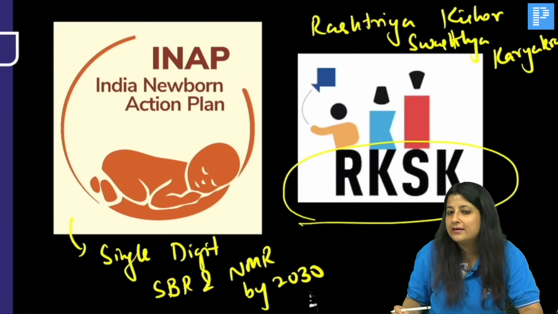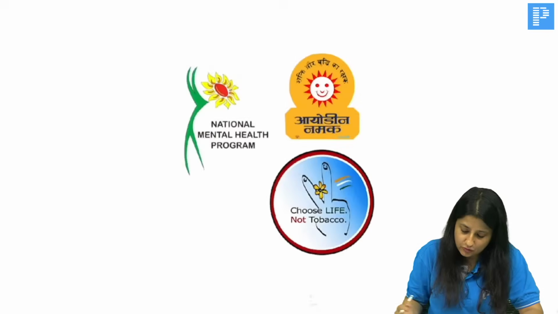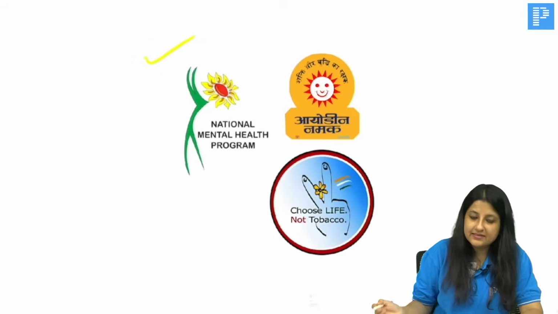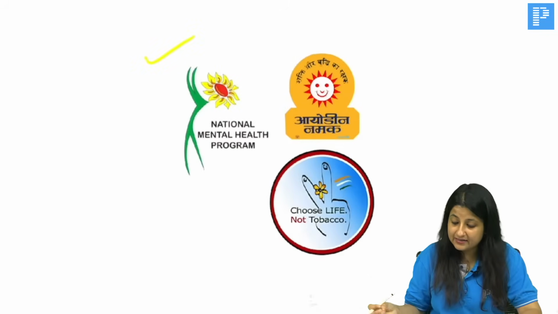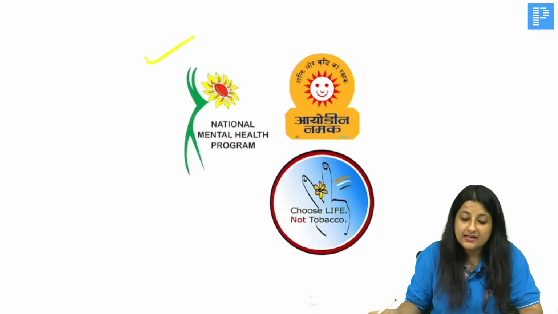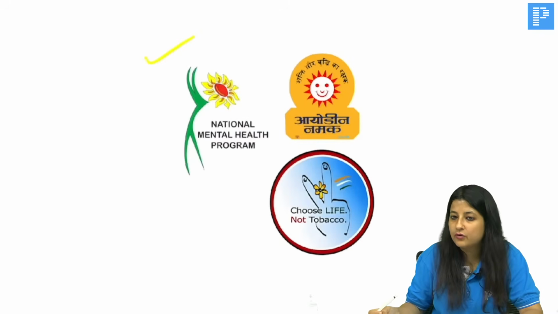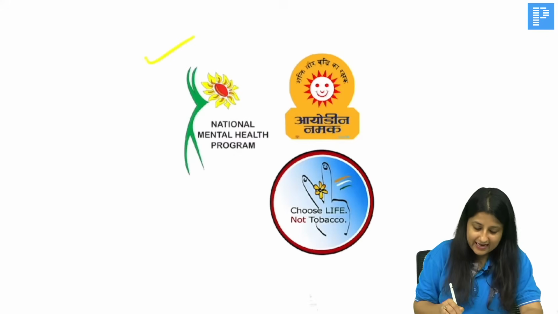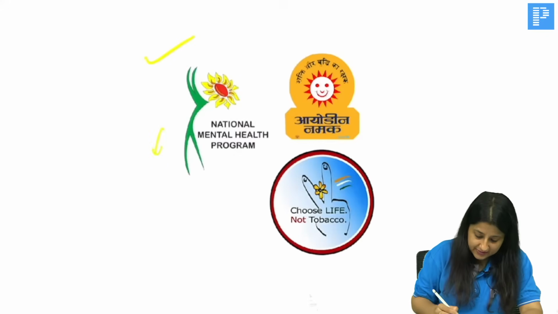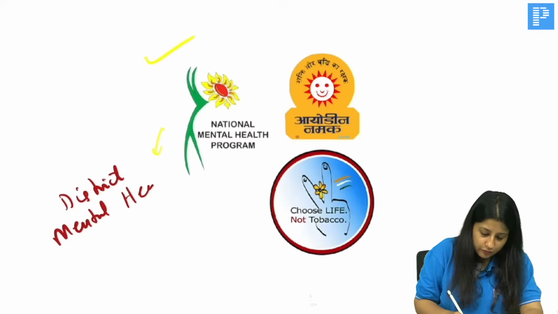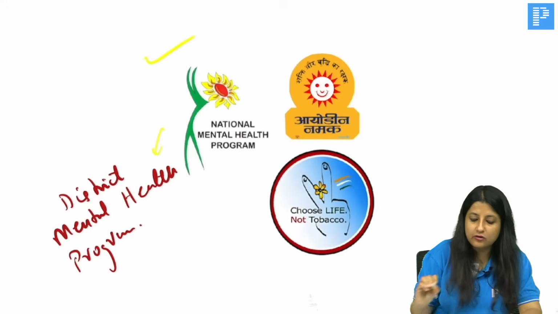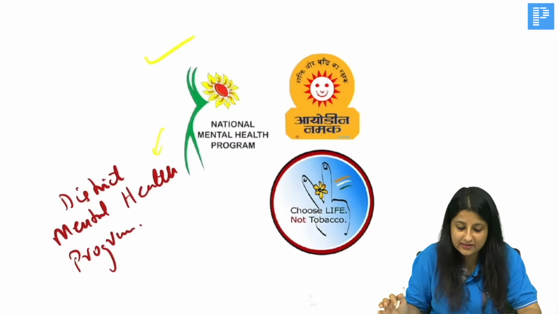3 more programs. I'm going to just show you the logos for them. This one is which one? A sunflower. Sunflower is the symbol for mental health, guys. There's World Mental Health Day, which is celebrated on 10th of October. Now, this is National Mental Health Program. We are basically running a very important program, which is District Mental Health Program. You can check out about this on the app because we're not going to go into too much detail right now, but at least the logo dekh lo. This is National Mental Health Program.